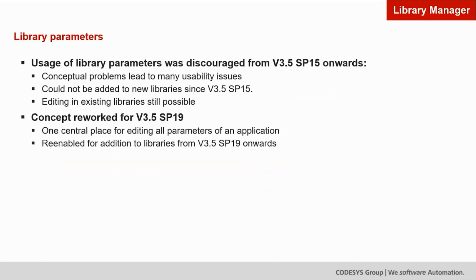Another usability improvement or reintroduction of a feature we did is the library parameters. Originally, the usage of them was discouraged from version 3.5 SP15 onwards. It had conceptual problems and led to many bug reports and usability issues, which were not easy to fix or could not be fixed at all. So then we decided to disable this feature from SP15 onwards, but editing in existing libraries was still possible for users. It was just not possible to add library parameters to new libraries from then on.